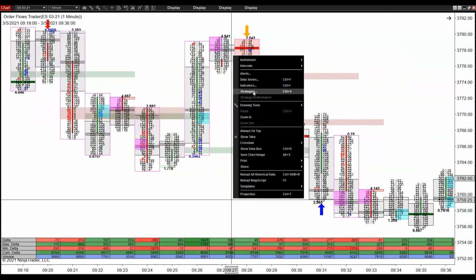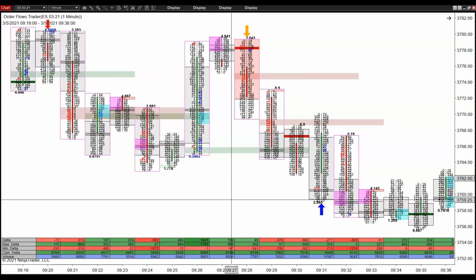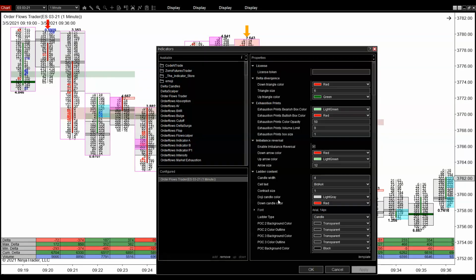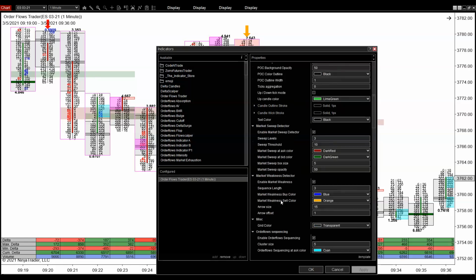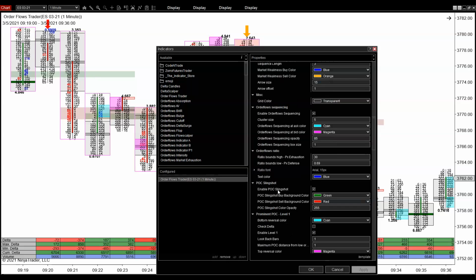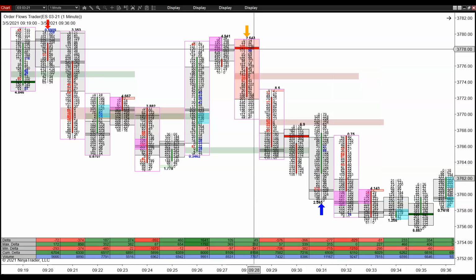Now, if in the settings you have a slingshot POC and the bar also has a prominent POC, it's going to override the prominent POC, because we find the slingshot is a stronger sign than the prominent POC. So that's why we have this color opacity set to 255. You can see red and green. It's going to color in over any prominent point of control. It's because we find it almost an automatic trade.